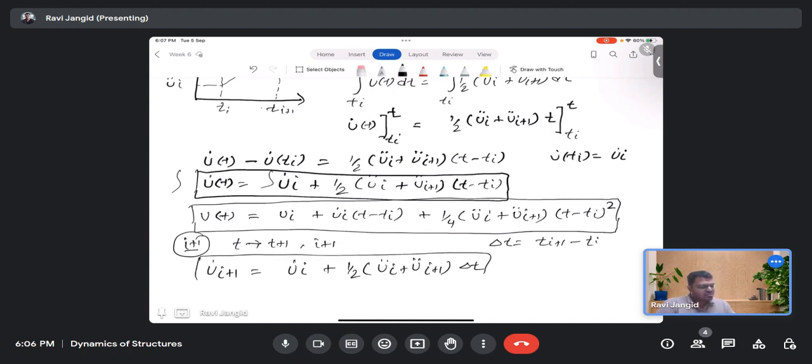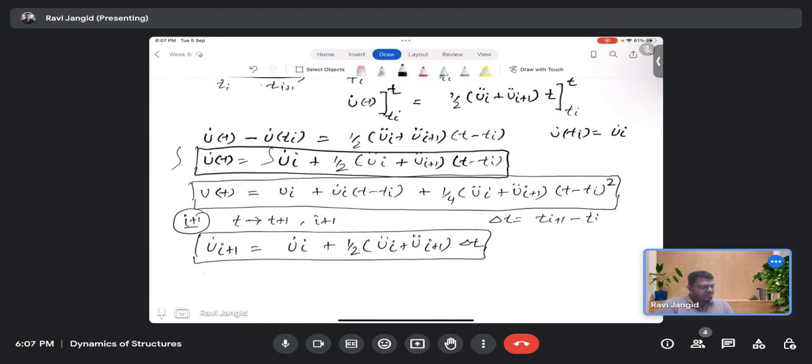One is this, and the second is u i plus 1 is u i plus u dot i delta t plus 1 by 4 u double dot i plus u double dot i plus 1 into delta t squared.